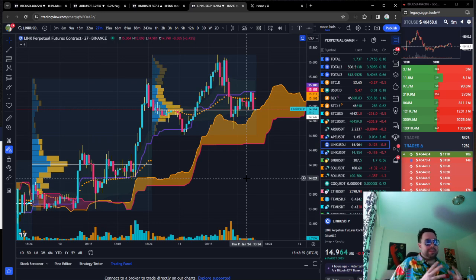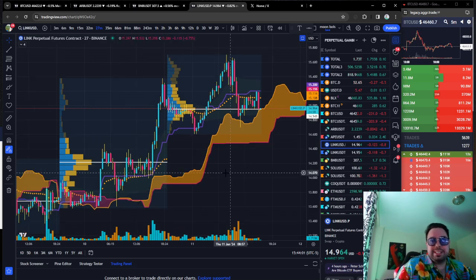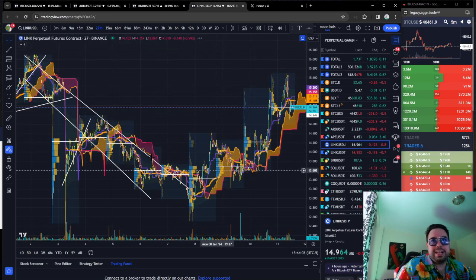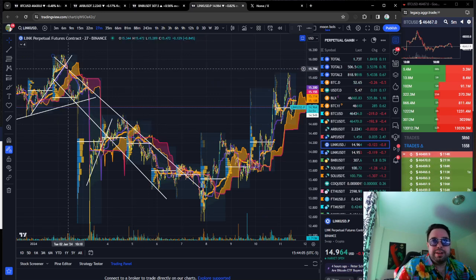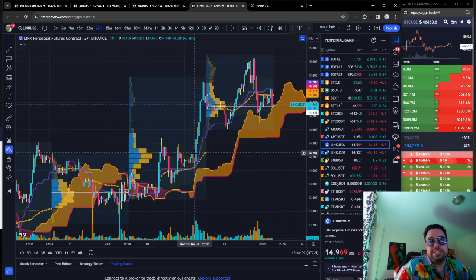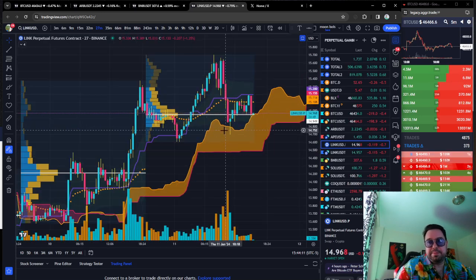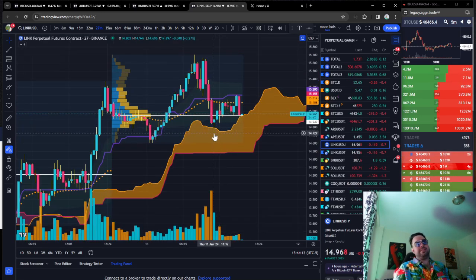The higher the time frame, the more importance it has, but you shouldn't disrespect the fact that when you start going below the Ichi Cloud, it gets bearish, and when you're below the Ichi Cloud and the conversion line, which is this purple line, use that to your advantage.